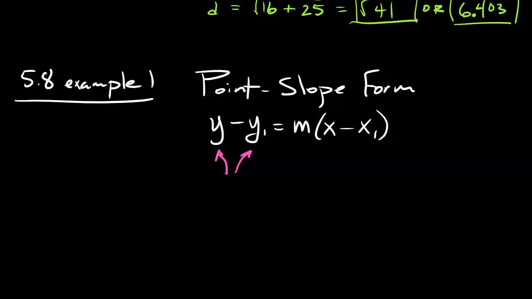Okay, how about y1? You probably know that one, right? Yeah, perfect. It's from the point. So y1 is from the point, x1 is from the point, and do you remember what the m was? That's slope. Slope. Okay. No, you did very good.